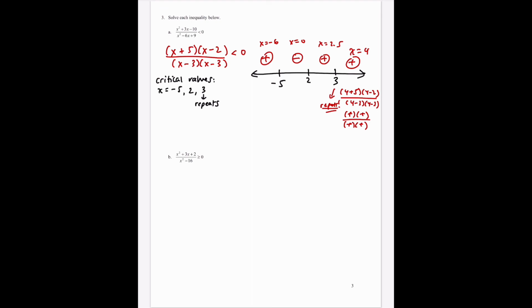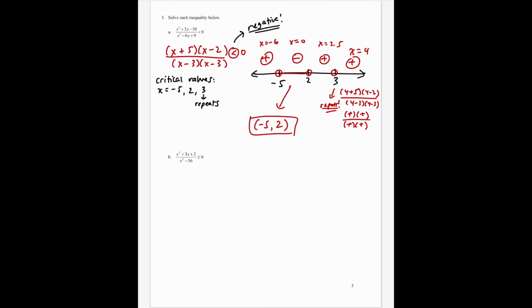We want to check to make sure that it's negative. Less than 0 means negative. So we want to shade in the regions that are negative. So it's only negative here. And because this sign is a less than symbol, we know that all of these circles are going to be open. So our answer is pretty straightforward. It's negative 5 to 2, and they're both parentheses because they're open circles.